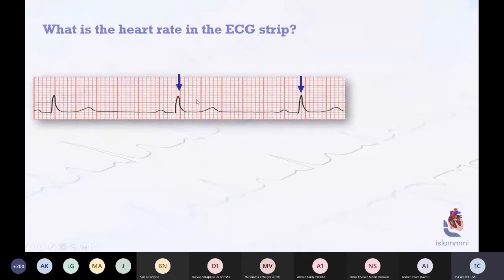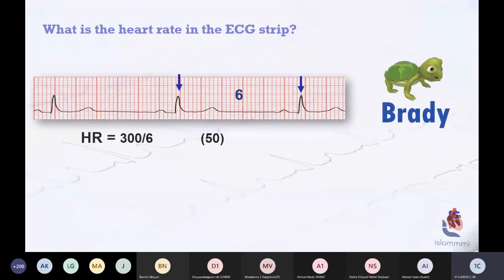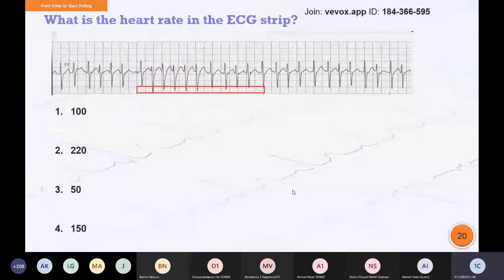And this is the next one. How many boxes in between? Let's count. 1, 2, 3, 4, 5, and 6. So 300 divided by 6 is 50. So this is bradycardia. Now you know how to calculate the heart rate.